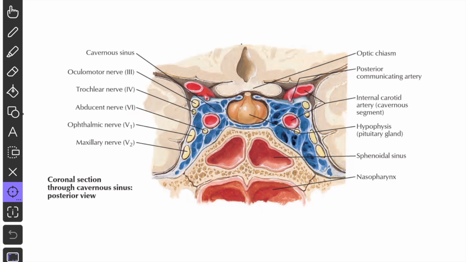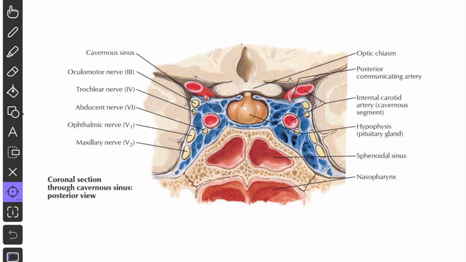Now we'll see the structures present in the lateral wall of the sinus. From above downwards, you have the third cranial nerve or the oculomotor nerve. Then you have the fourth cranial nerve, the trochlear nerve. Then you have the ophthalmic nerve, a division of the trigeminal nerve. Then you have the maxillary nerve, a division of the trigeminal nerve. So the structures present on the lateral wall from above downwards are the oculomotor nerve, the trochlear nerve, and the ophthalmic and maxillary divisions of the fifth cranial nerve, the trigeminal nerve.